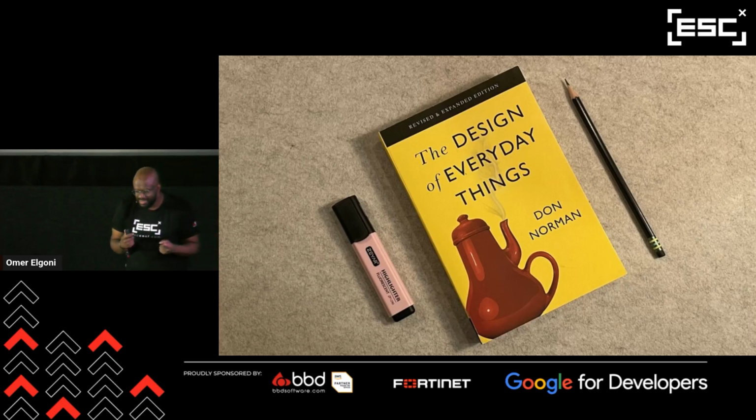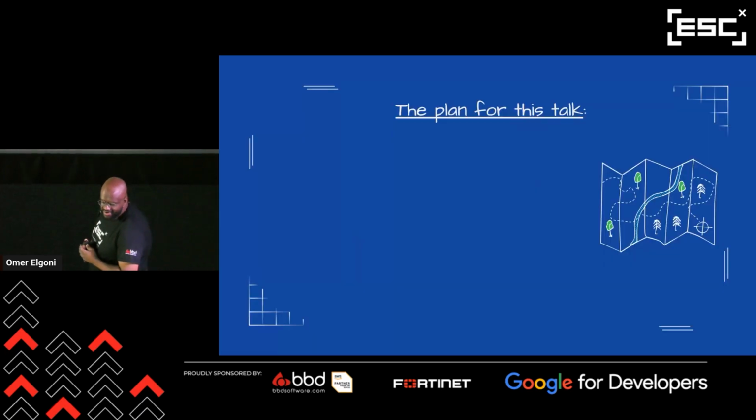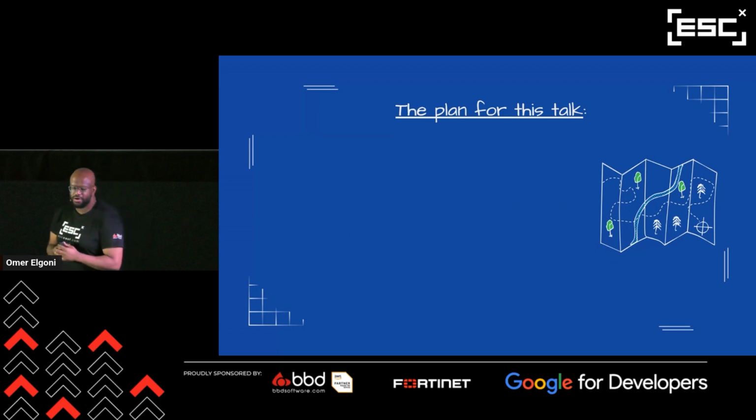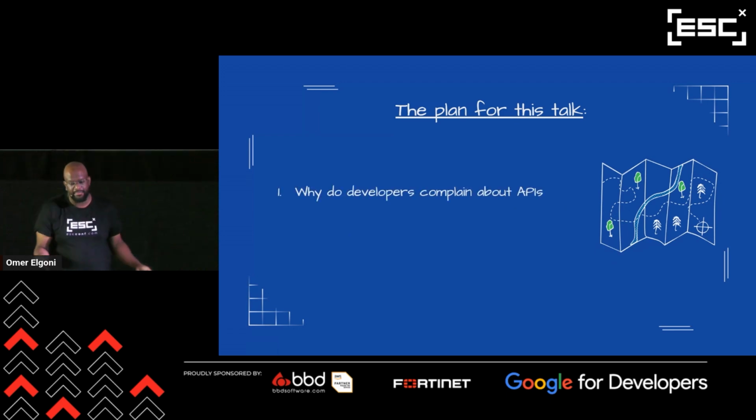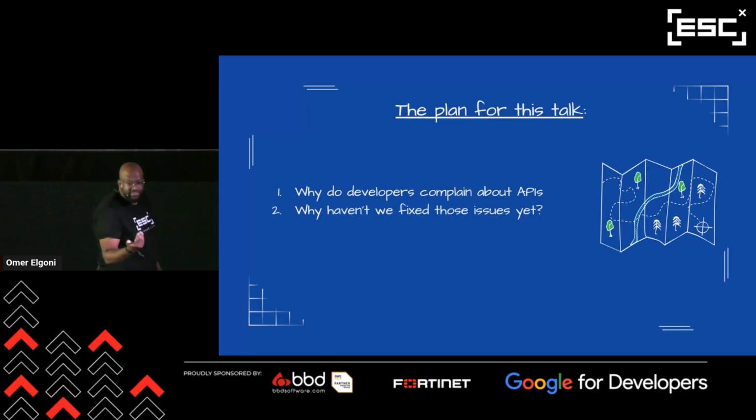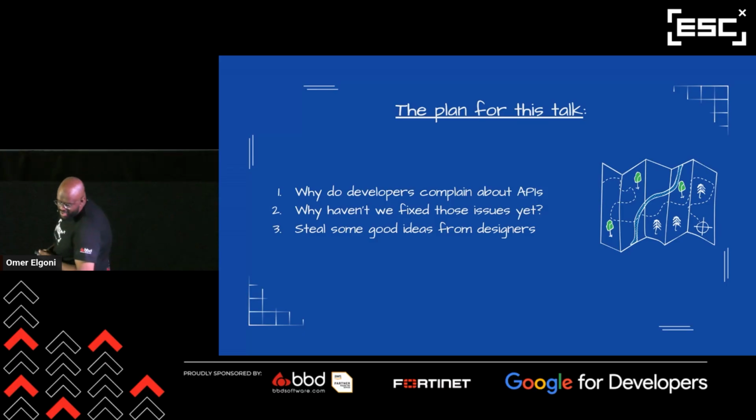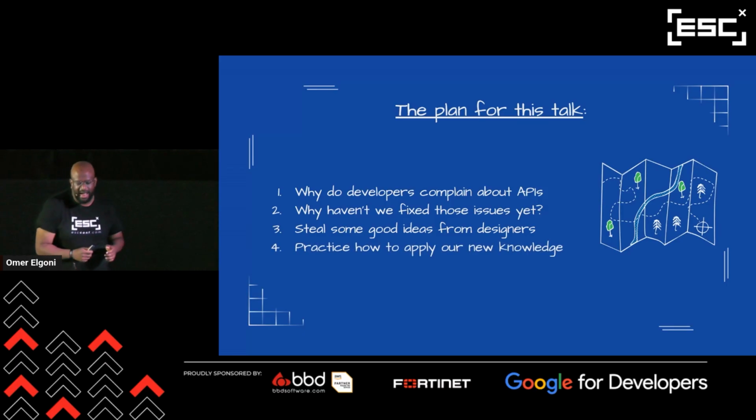So with that in mind, here's the plan for our talk today. We're going to talk about why developers complain about APIs. We're going to ask and answer why haven't we fixed those issues yet if we're all so smart? And finally, we're going to steal some ideas from designers. And finally, because I forgot I had one more line here, we're going to practice how to apply our newfound knowledge on a real example that at least one person in this audience might recognize.